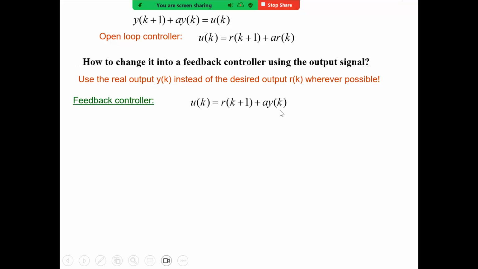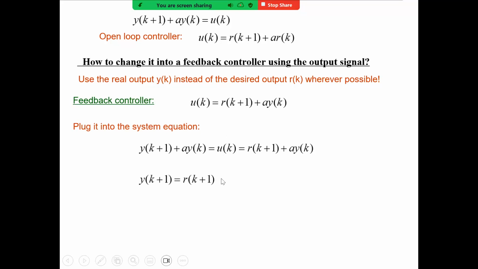Okay, and then let's verify, does it work now? So I plug this into the system equation. So this one equals U(k), but U(k) equals R(k+1) plus A times Y(k). You can realize something: both sides have this A times Y(k), which can be cancelled out. What do you have? If you implement your input with this signal, your output at the next step will hit your target. So it's kind of magical, all of a sudden, it works.